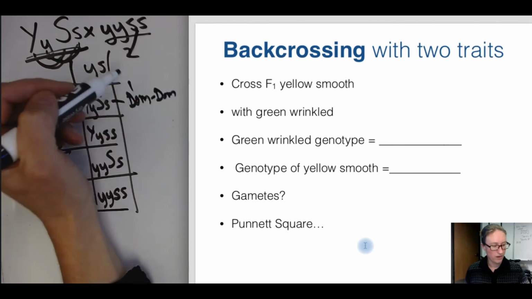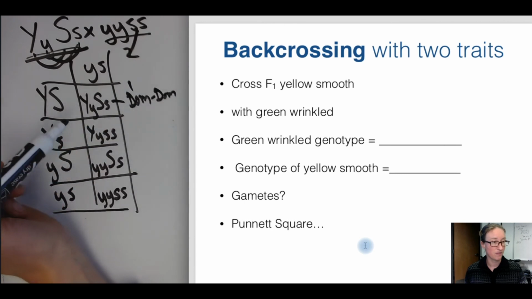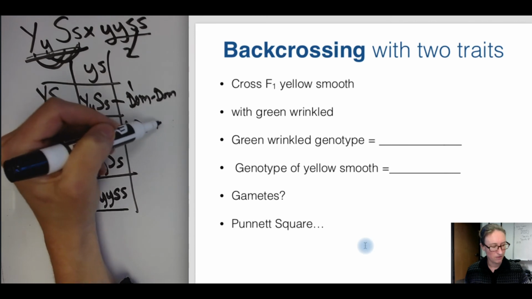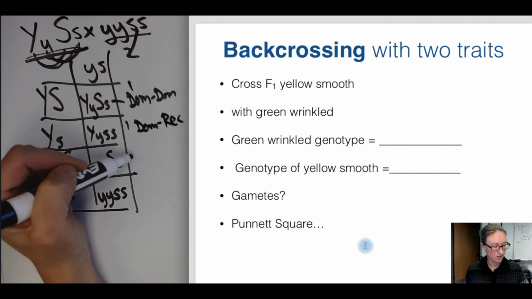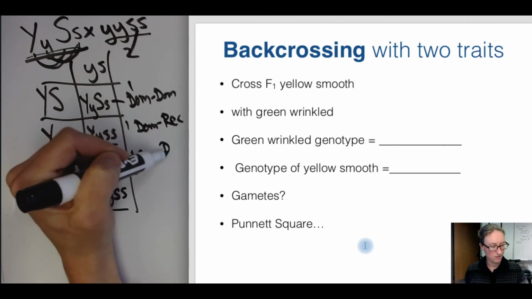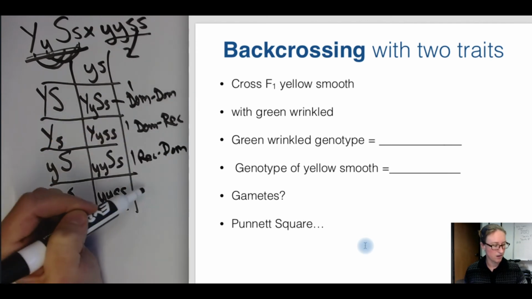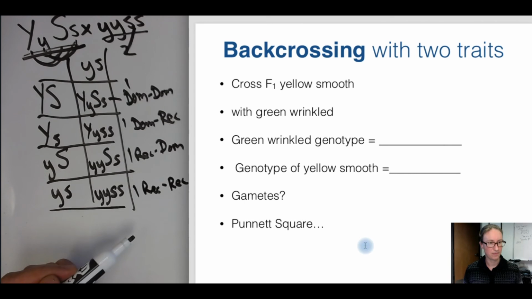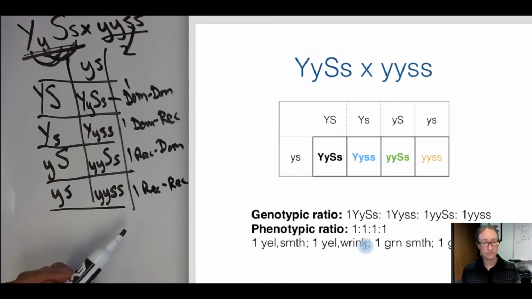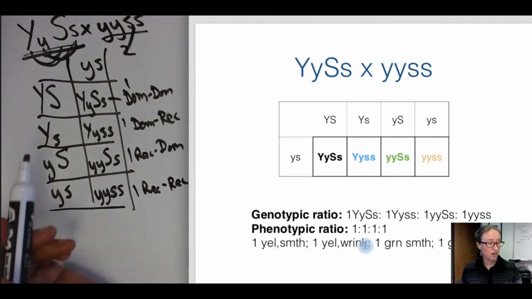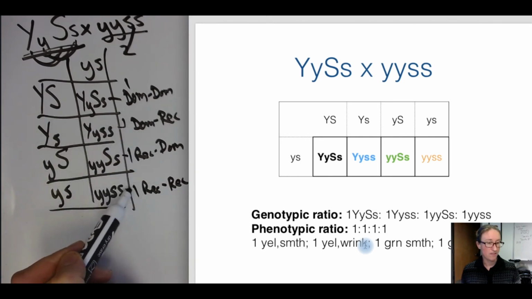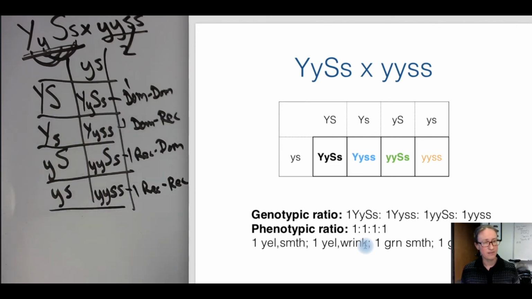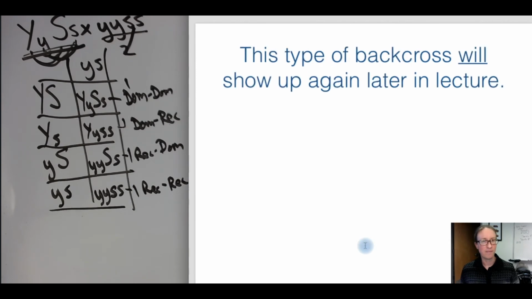a ratio of one individual that is dominant for both of these traits. So yellow smooth, one that's dominant for the first trait, recessive for the second trait, one that's recessive for the first trait, dominant for the second trait, and one that is recessive for both traits, right? Okay. All right, so here actually our genotypic ratio is the same as our phenotypic ratio, right? So 1 to 1 to 1 to 1. And this is an idea that's going to come back later on, as I note here.